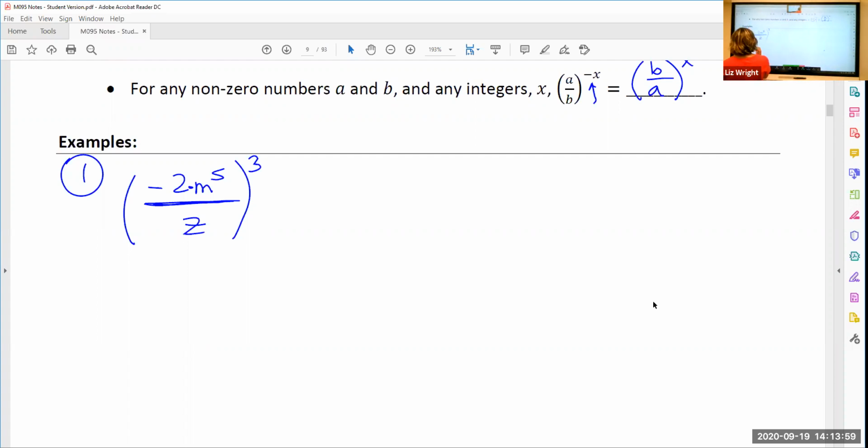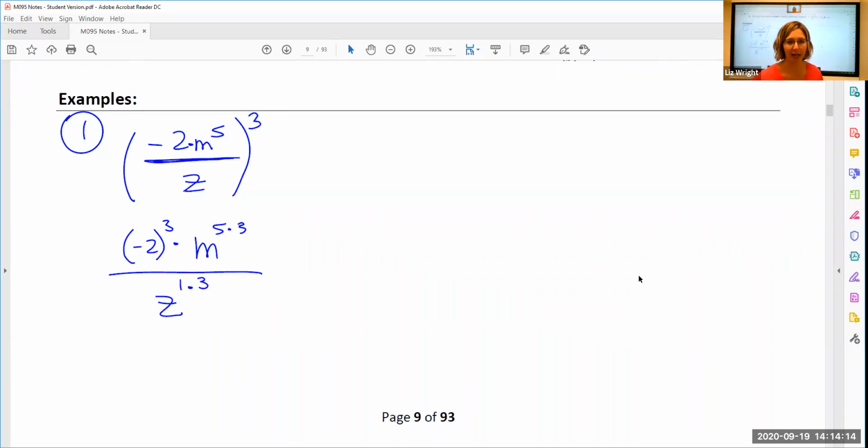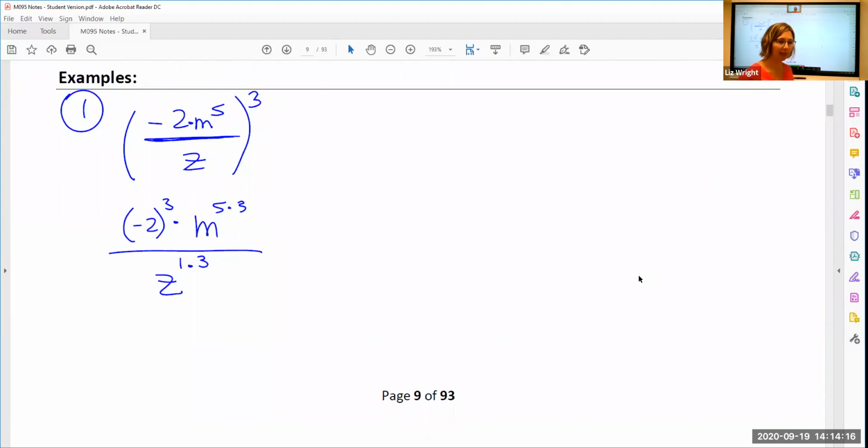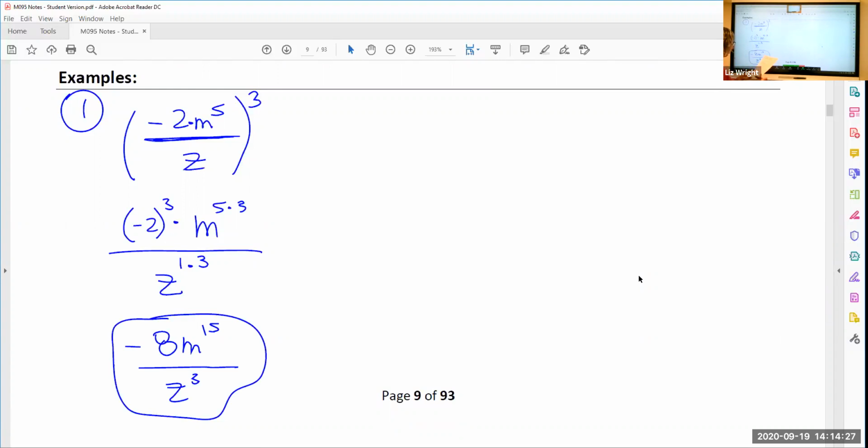So we're going to do that. And so it's going to be negative 2 to the 3rd times m to the 5th times 3 all over z to the 1st times 3. And we're just going to keep simplifying that. So negative 2 times negative 2 times negative 2 is going to give us negative 8. And we're going to have m to the 15th all over z to the 3rd. And so that gives you your answer for that one.